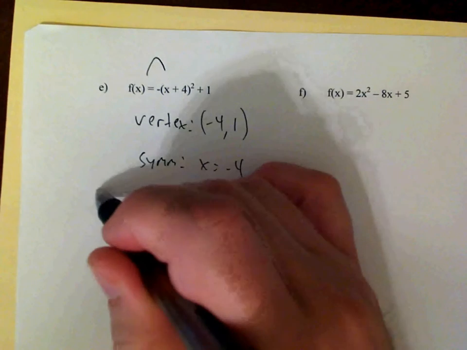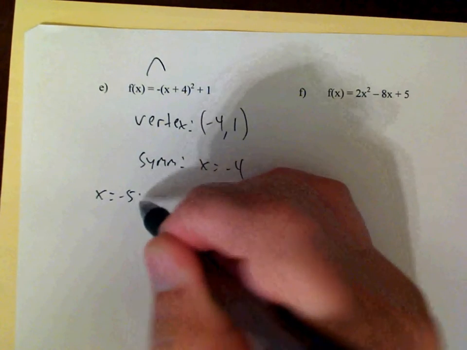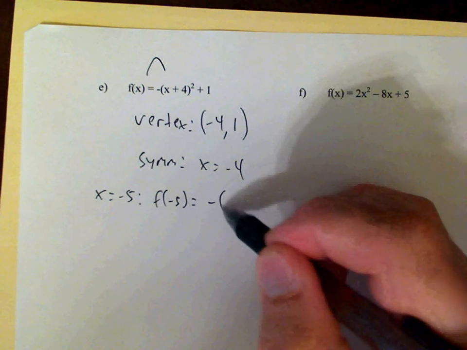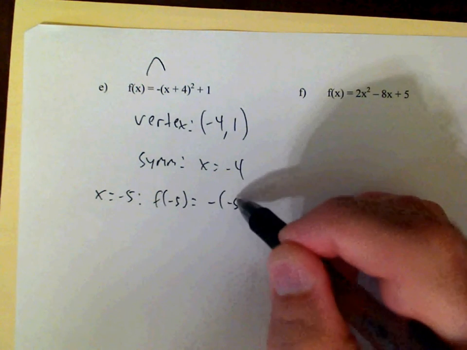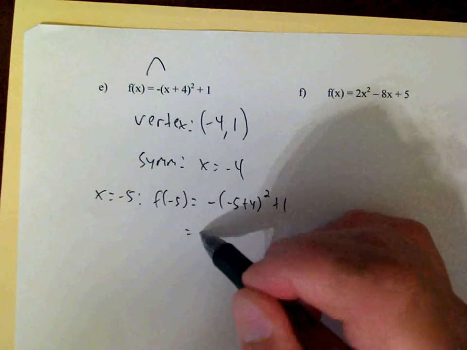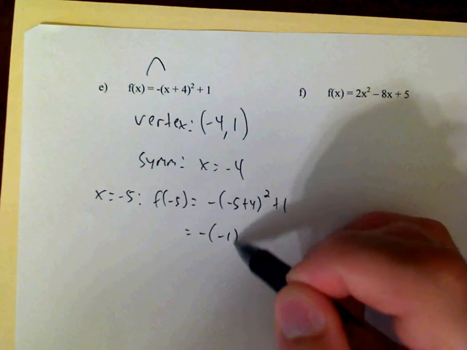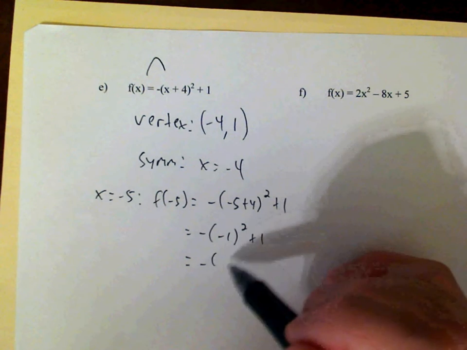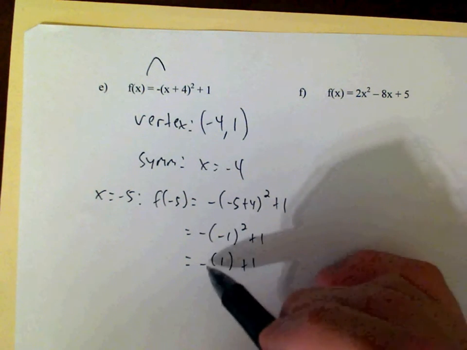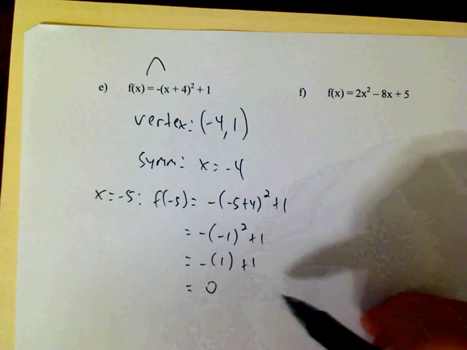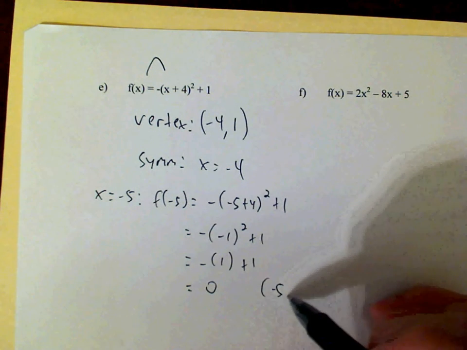So I'm using x equals negative 5. I'm going to substitute that into the original function. So I have negative, parentheses, negative 5 plus 4, squared, plus 1. That gives us negative, do the parentheses first, negative 1 squared plus 1. Negative 1 squared is a positive 1, and then negative 1 plus 1 gives us 0. So that point is negative 5 comma 0.